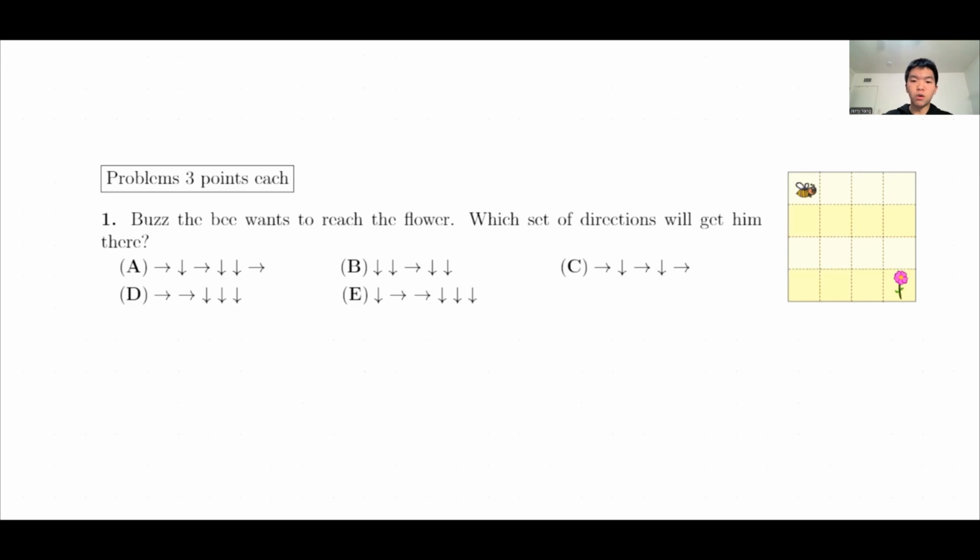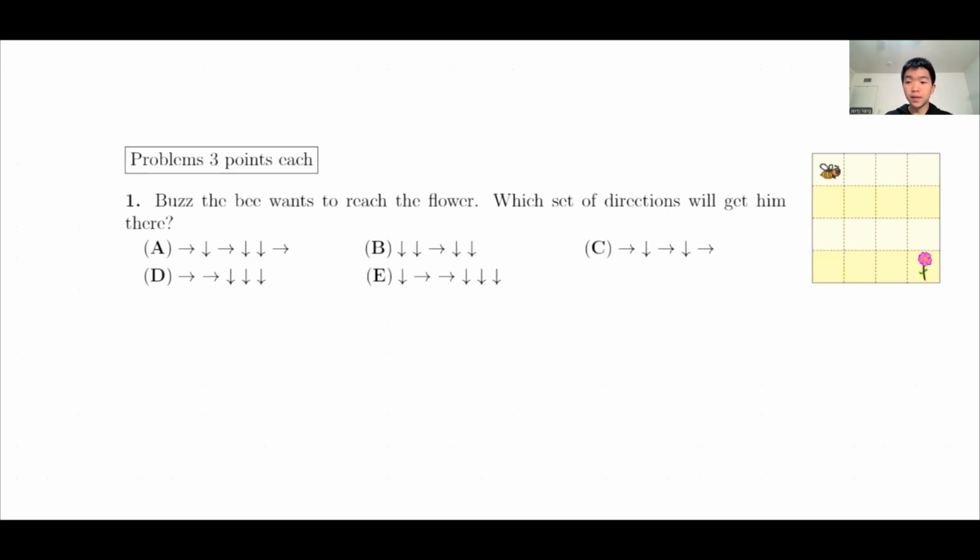Our first question is: Buzz the Bee wants to reach the flower. Which set of directions will get him there? Now, what we could do is try out all of these options and see which one works. But a better approach is to figure out what combination we want. If we look at this, we want one, two, three right arrows and one, two, three down arrows. So we need some sort of combination to get us from here all the way to here. But it doesn't matter which combination as long as it gets us there.